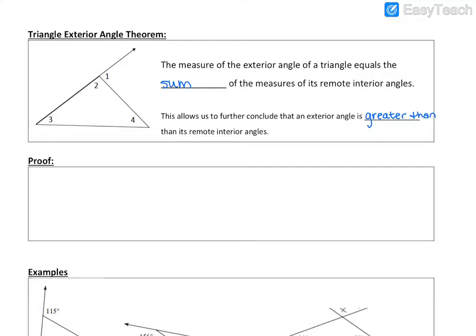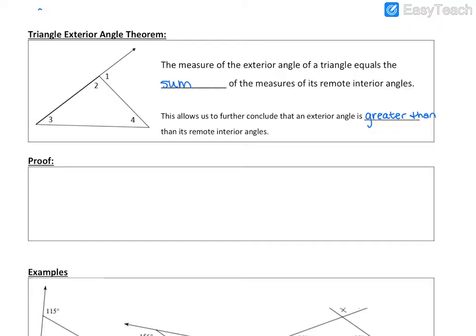Okay, so the triangle exterior angle theorem says the measure of the exterior angle of a triangle equals the sum of the measures of its remote interior angles. So what it's saying is 1 is equal to 3 and 4 added together. If 1 is the same as 3 and 4, 1 has to be bigger than 3 or 4 on its own. That's why this allows us to further conclude that an exterior angle is greater than its remote interior angles. So we are going to go ahead and just prove this.